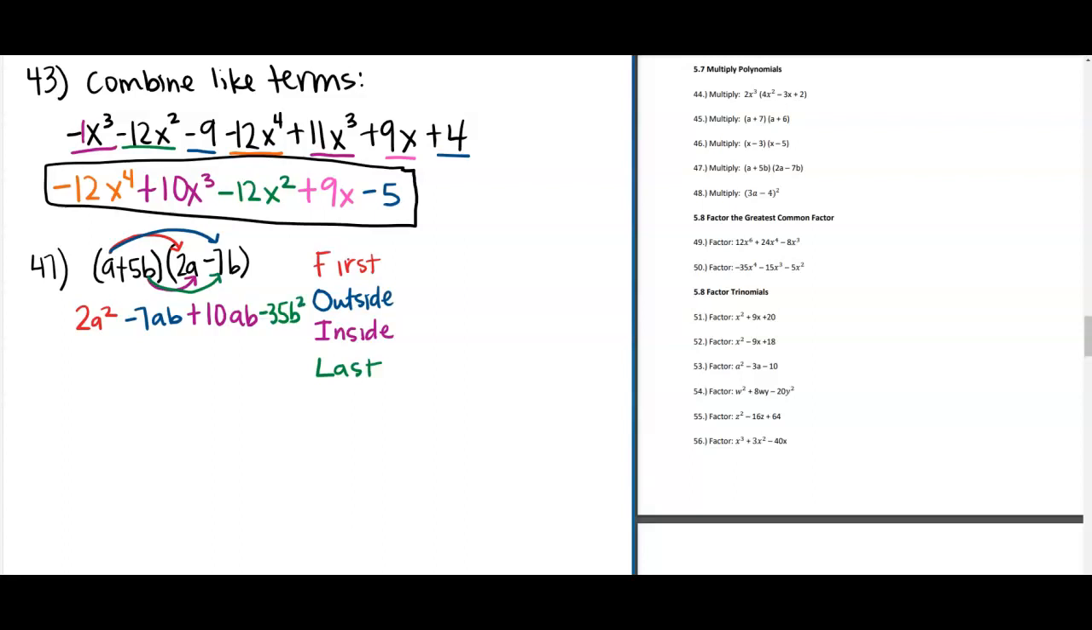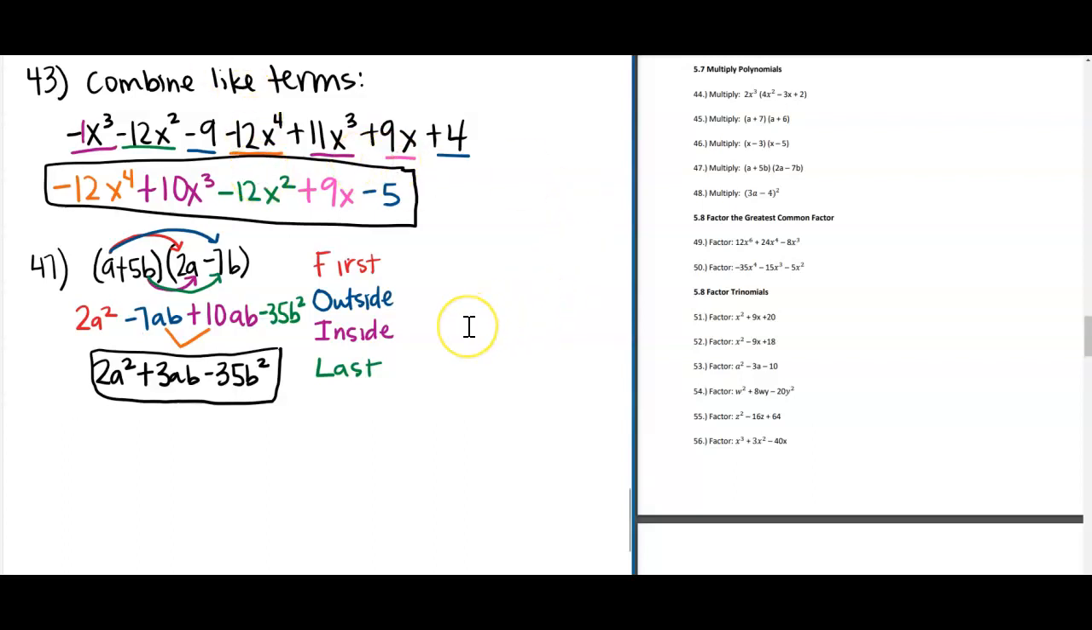Right? And then we just want to combine any like terms together. I can see that my two middle terms are like terms because they're both ABs. So when I write down my answer, I'm going to keep that 2a squared, combine those middle terms together, and that'll give me plus 3ab, negative 7 plus 10, and then minus 35b squared. And so that would be your answer. So you multiply those and then simplify just by adding any like terms together.